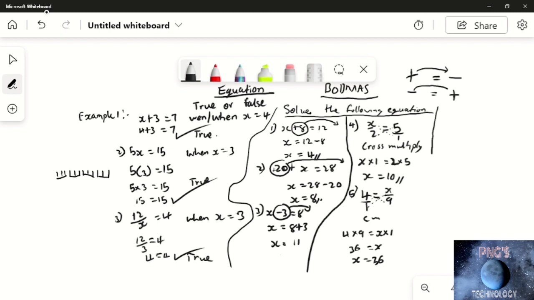So let's take another example. Example 6, we have x minus 3 equals 0. So carrying this minus 3 over the equality sign, it changes to plus 3, right? So we have x equals 0 plus 3. 0 plus 3 is 3, and that's our answer.